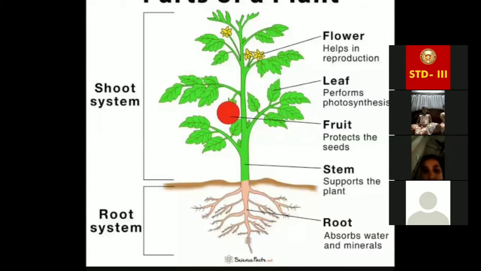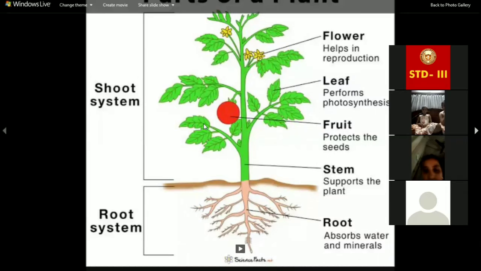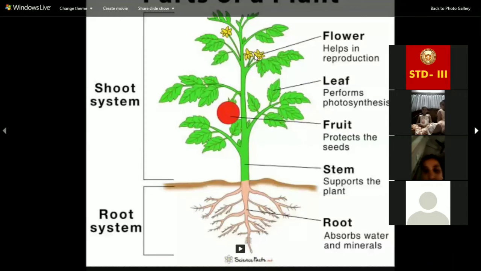Now in this picture it is clearly shown that the shoot system has four different parts. The flowers: my pointer is here, you can see that this plant has yellow colored flowers. The leaves, these are the green colored leaves. These are the fruits, red colored fruits, and this green colored portion is called the stem.